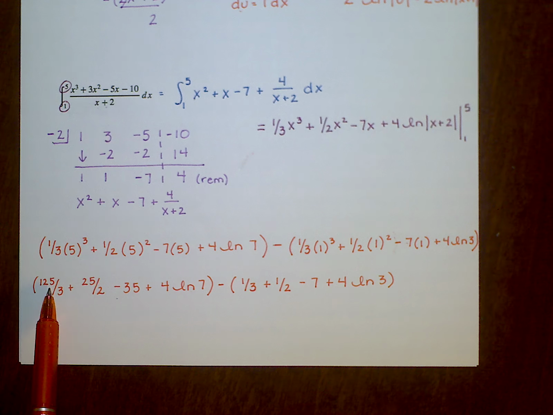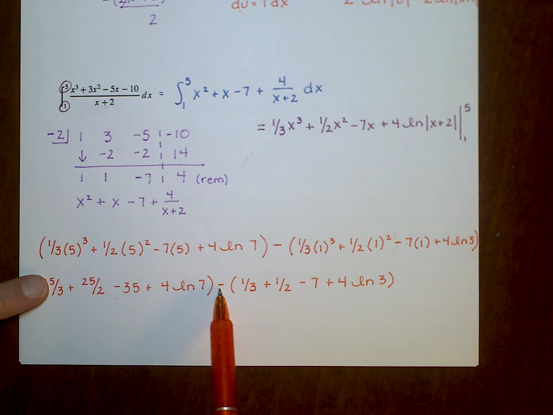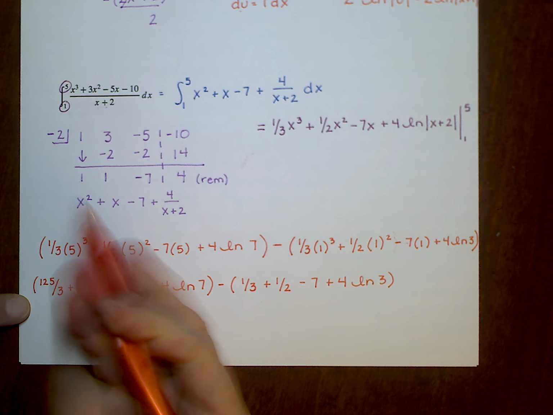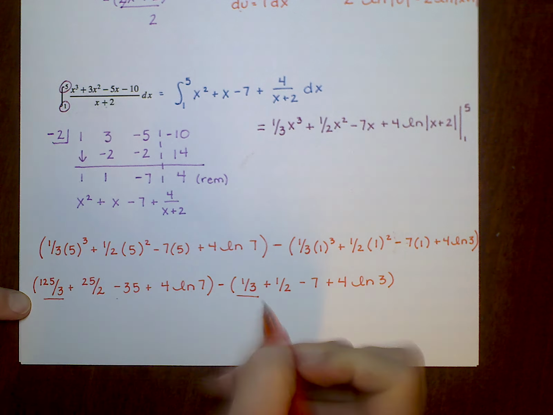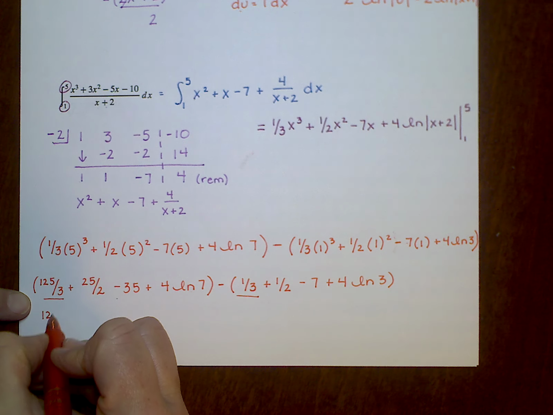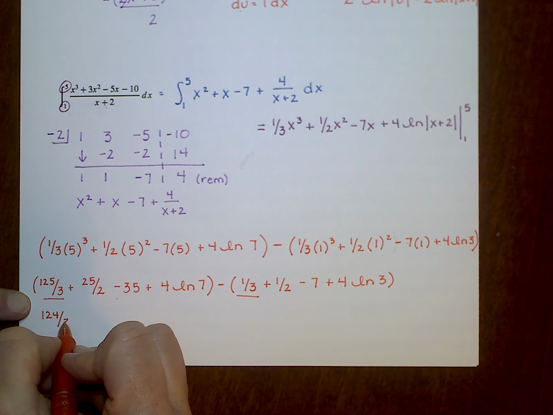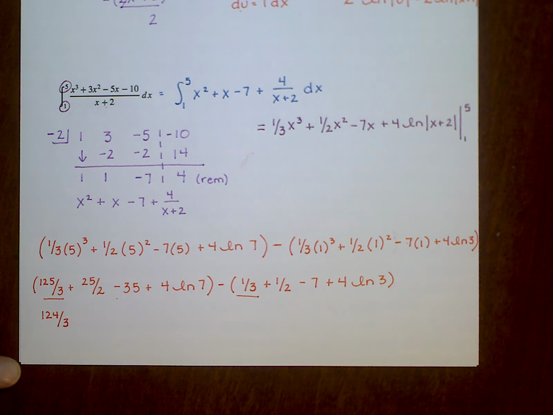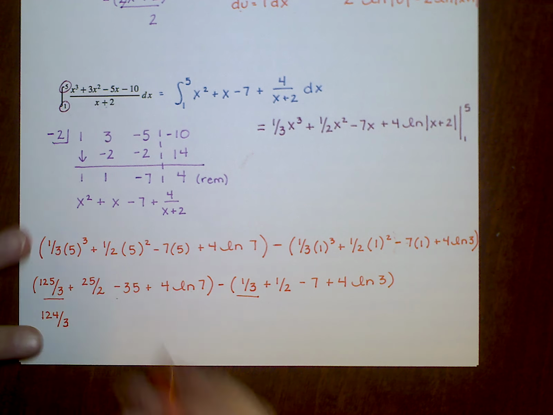So 125 over 3 minus 1 over 3. So I'm putting these two things together right now. And that's going to give me 124 over 3. I was actually sort of hoping that was something that would simplify a little bit more. I don't think it does because 124 doesn't divide evenly by 3. But this next one's a little more magical.